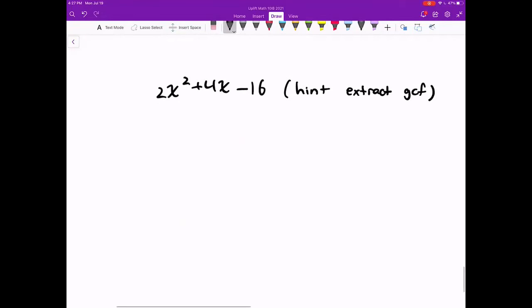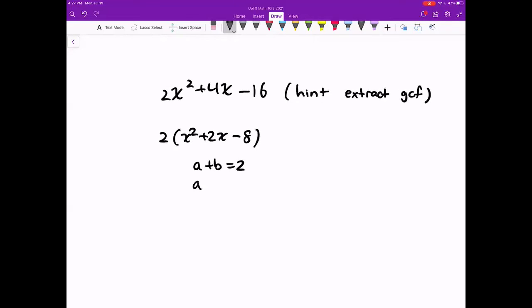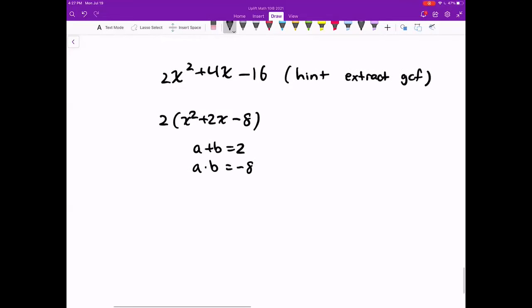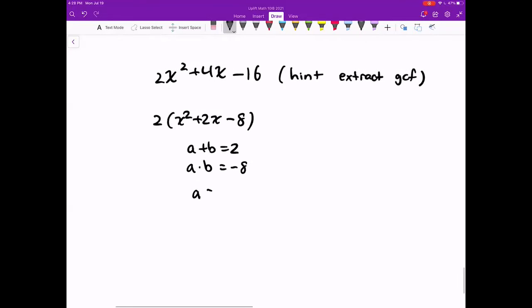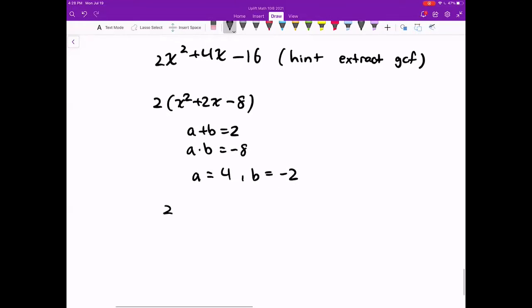So first we extracted the GCF, which is 2, and then we get x squared plus 2x minus 8. Then we have a plus b equal to 2, and a times b is equal to negative 8. The two numbers are a equals 4 and b equals negative 2. So we have 2 times x plus 4 times x minus 2.